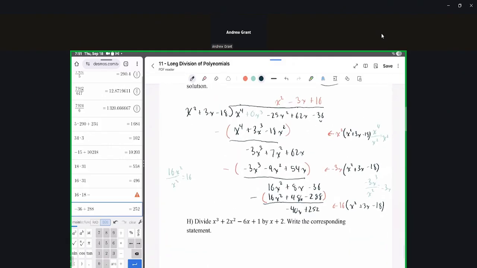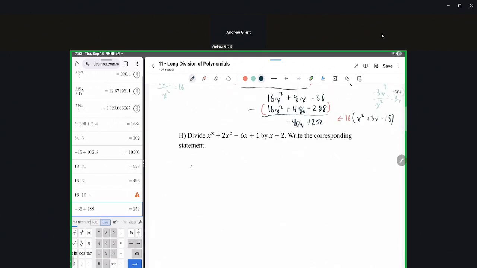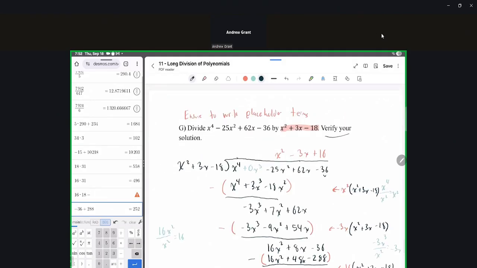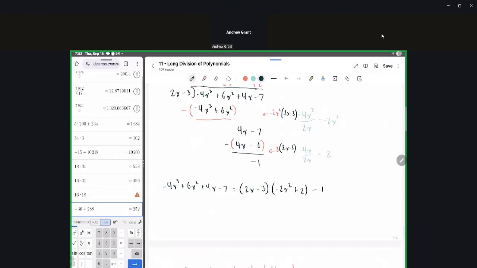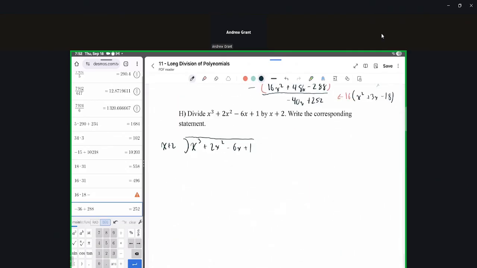Okay. Lastly, but not leastly, we're going to take x to the power of 3 plus 2x squared minus 6x plus 1, and we're going to divide it by x plus 2. Now, keep in mind, like I said, make sure you have placeholder terms. Make sure your terms are in descending degree order, and you should be okay from there.